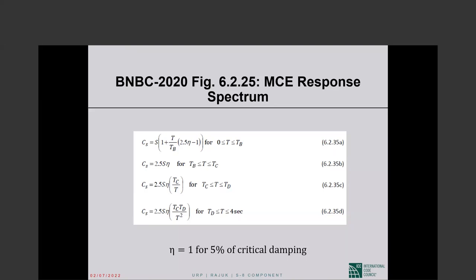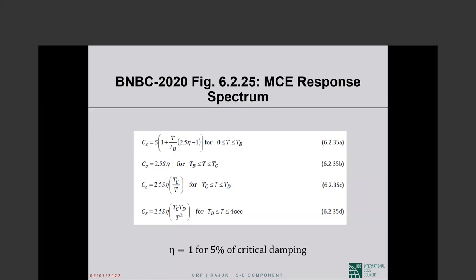US documents do not have an eta factor. 5% of critical damping is assumed. If it is very different, some people know there are ways of accounting for the higher or lower damping, but it is seldom done. Anyway, so for 5% of critical damping, BNBC tells you eta is equal to 1, so eta goes out of those equations.